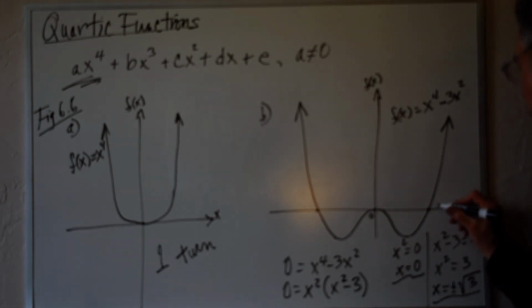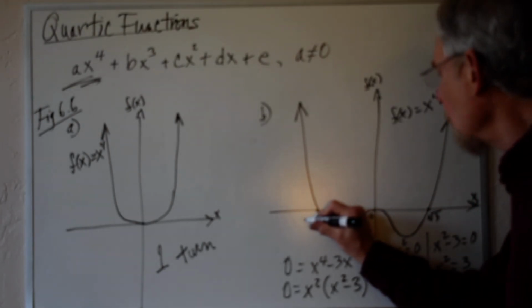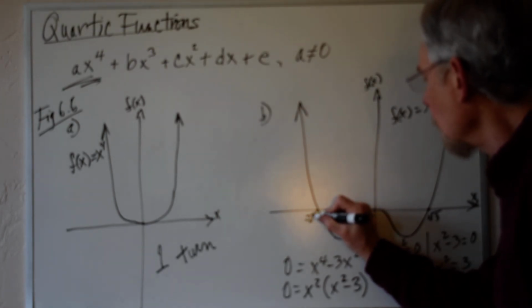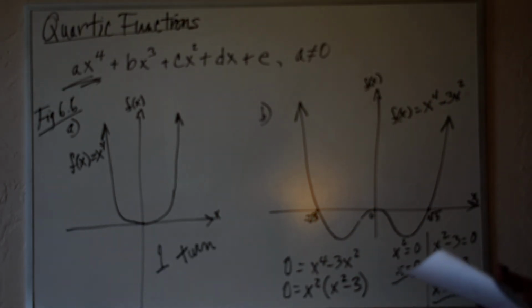That's where x is 0. This is where x is positive square root of 3. This is where x is negative square root of 3.